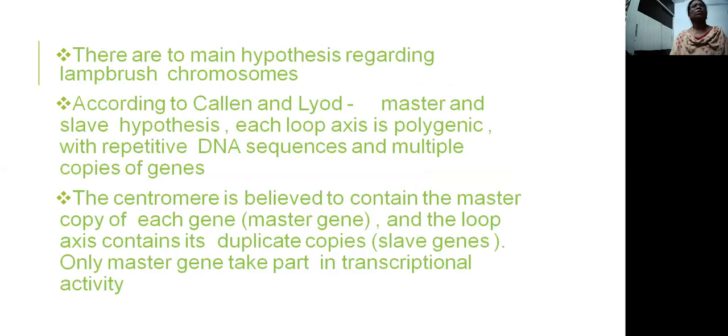According to Callan-Lloyd's master and slave hypothesis, each loop axis is polygenic with repetitive DNA sequences and multiple copies of genes. So the centromere is believed to contain the master copy of each gene, and the loop axis contains its duplicate copies, which can be considered as slave genes. So only the master gene takes part in transcriptional activity, which is present in the centromere region.